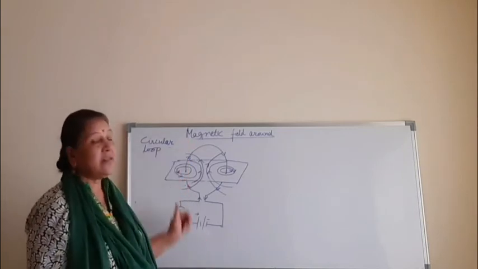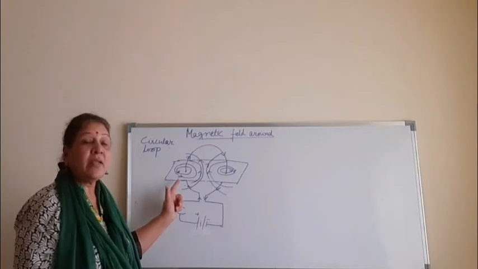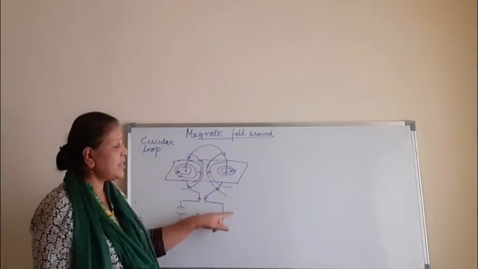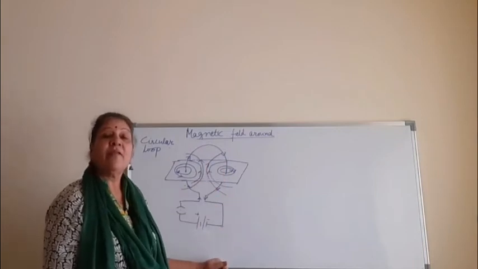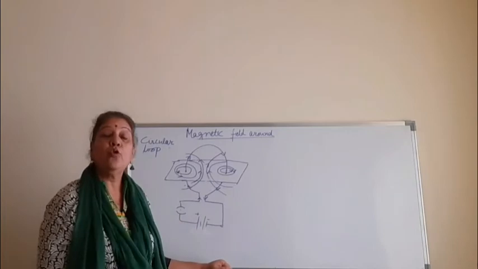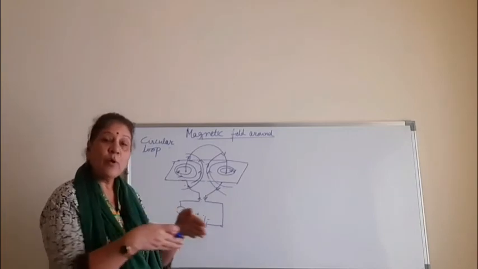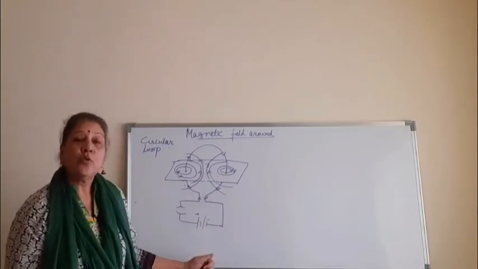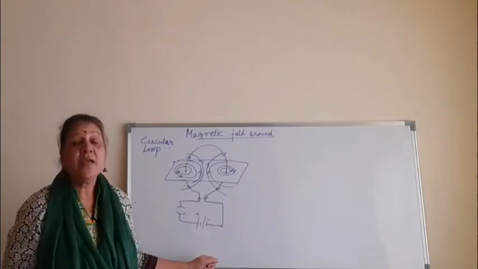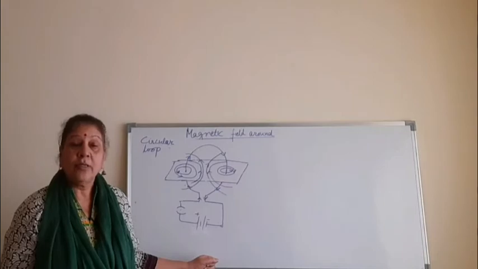Here, because the current's direction is up, the magnetic field lines will be anti-clockwise. Here the current's direction is downwards, so the magnetic field lines direction will be clockwise. Inside the loop, the magnetic field lines will be almost parallel to each other, showing that it has a uniform magnetic field. So this is all about the magnetic field around a current carrying loop.